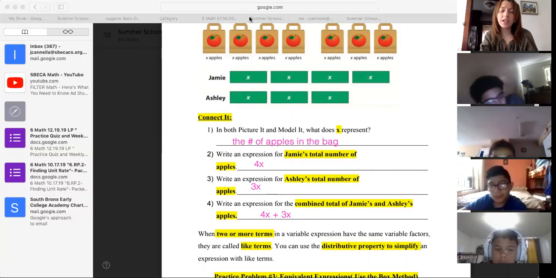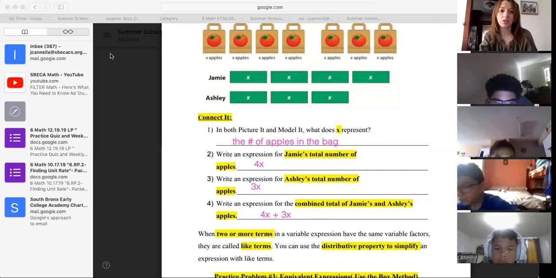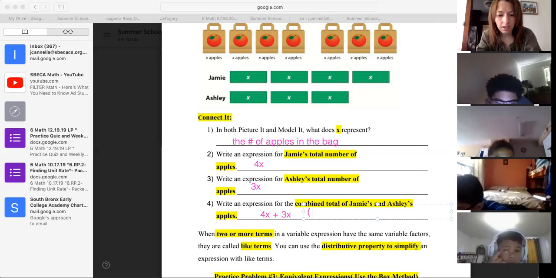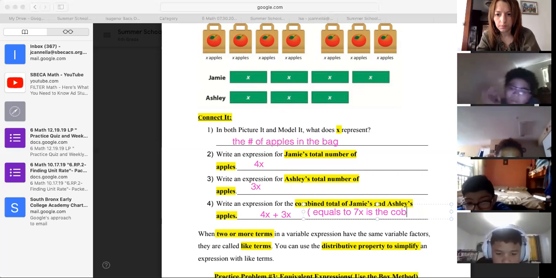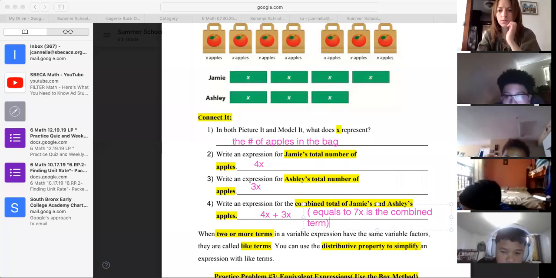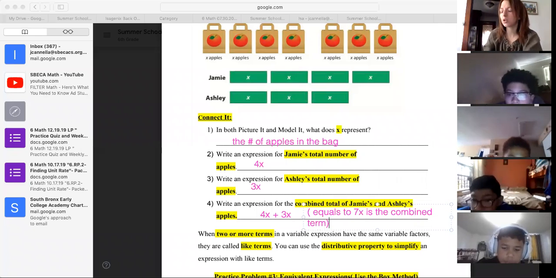But what we could really do, if you wanted to be real technical, is we could also say that here, it equals 7X, which is the combined term. Okay, we want to use mathematical language now.